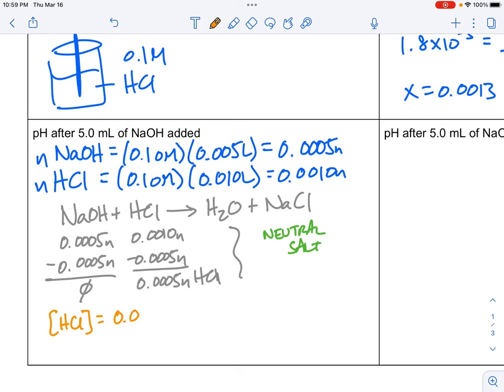and we have 0.0005 moles of HCl. And what we want to think about is what do we have in our beaker. We had our original 10 milliliters plus the 5 milliliters now, so our total volume is 15 milliliters, or 0.015 liters. And so our concentration then is 0.033 molar, and then we can take the negative log of that to find our pH.